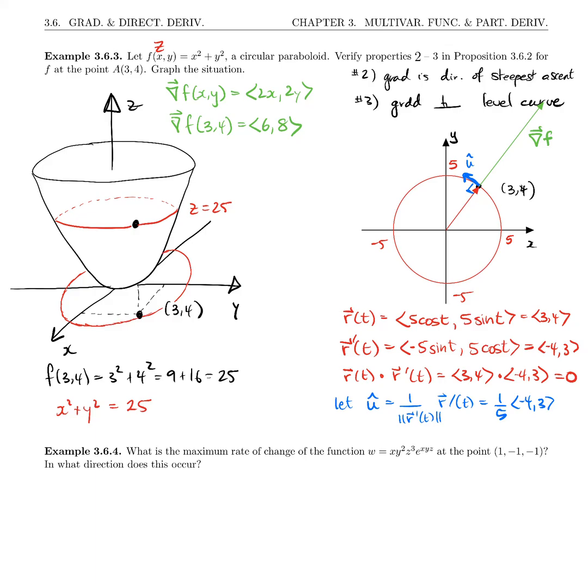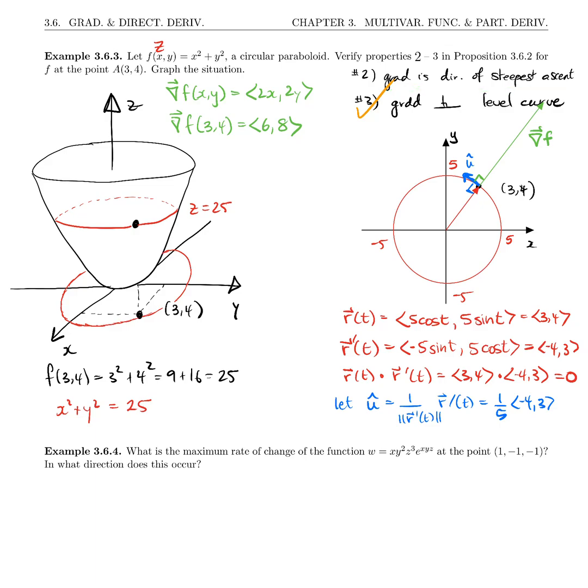And we could do the dot product again with the direction of the curve, but if u hat is perpendicular to the radial vector and the gradient is parallel to the radial vector, well, that's sort of enough to say that our gradient vector is perpendicular to the level curve. So we have verified property number 3. We want to take a look at number 2. The gradient is the direction of steepest descent.